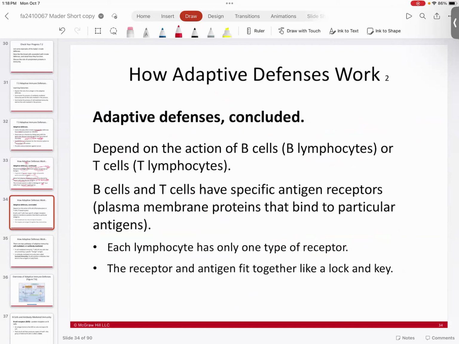So your adaptive defenses have two major groups of cells that they depend on. The first one are the B cell lymphocytes and the T cell lymphocytes. Now, B and T cells have specific receptors for specific antigens. So they're looking for specific problem molecules that would be an issue. And so these are basically membrane proteins that will be designed to bind or search out particular antigens. So for instance, a cell will look like it has a little protein that has this little receptor embedded in it.